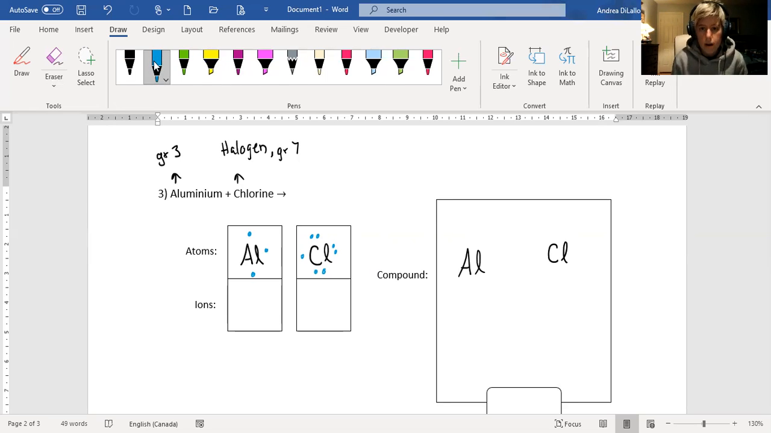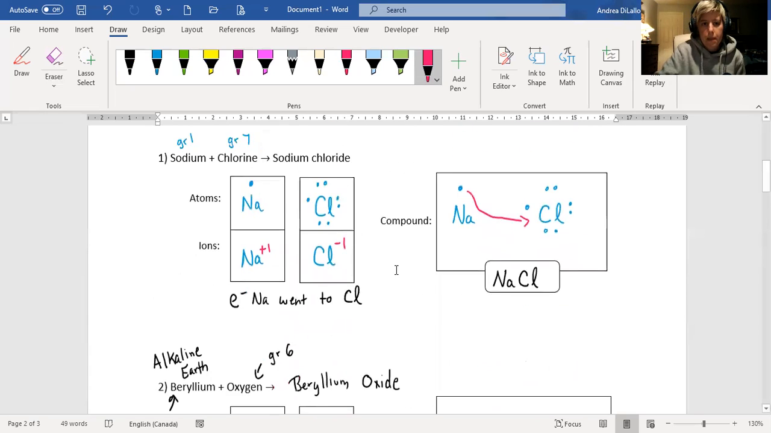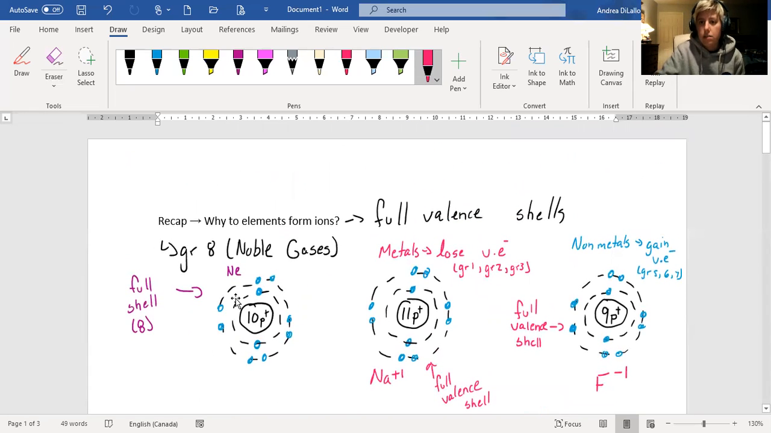Now, this is where we need to look at both elements. Chlorine has only space for 1 electron, so it can only accept 1 electron from aluminum. So chlorine is happy because it now has a full shell. But the aluminum is not happy because it has 2 more electrons it wants to lose, because remember, it's trying to get a full last shell.